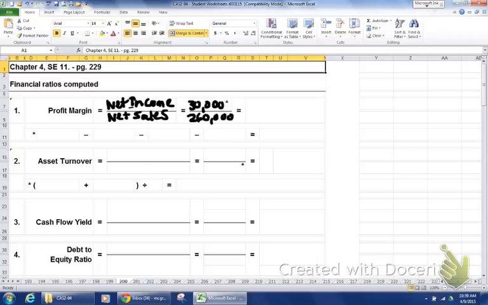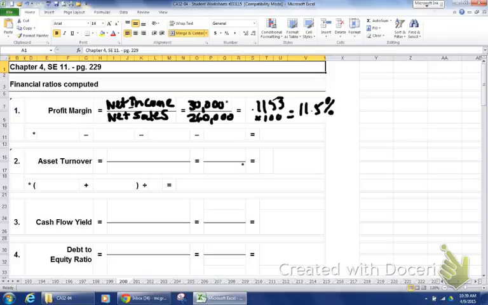And then when we divide our 30,000 by 260, we get 0.1153. And if we multiply that by 100, that will give us an 11.5% profit margin.